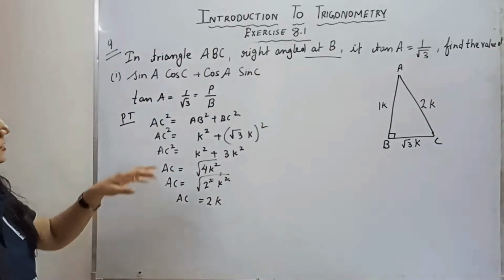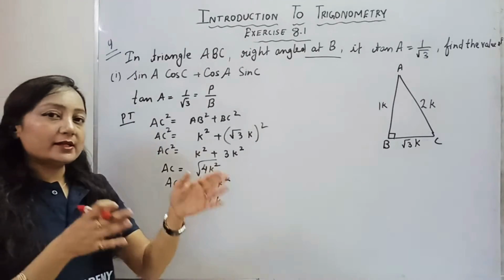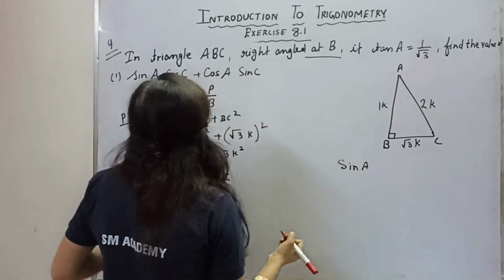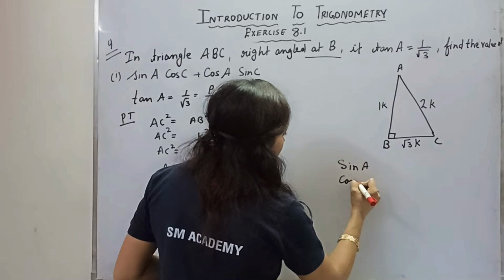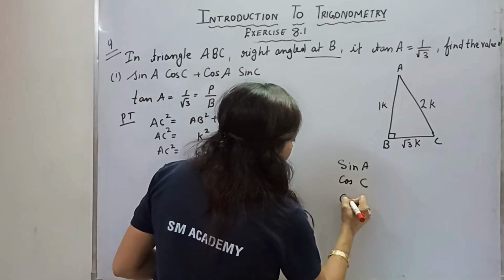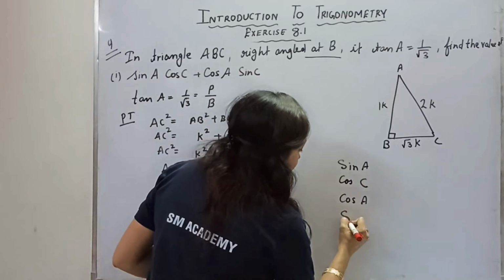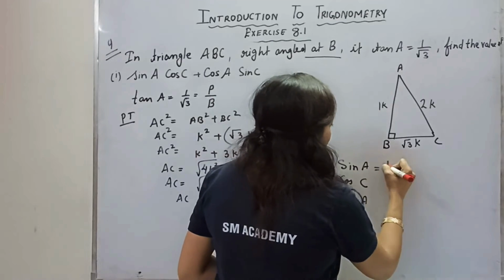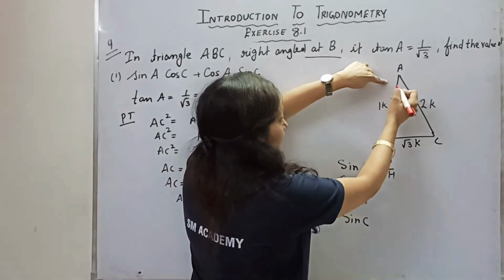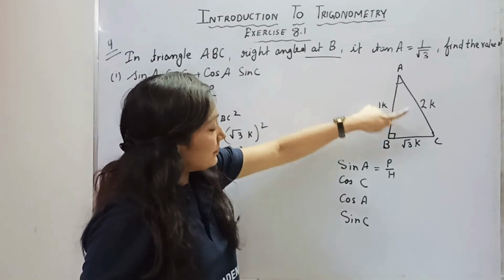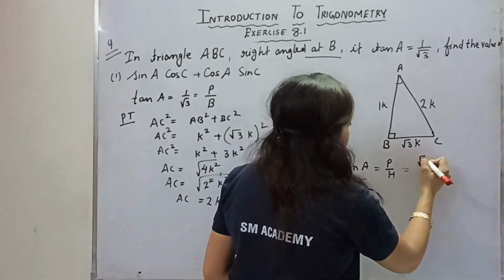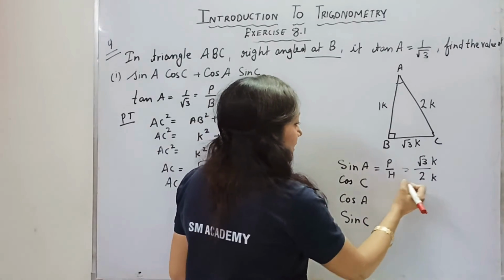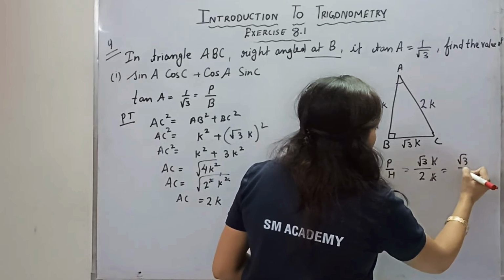Okay? So which values of trigonometric ratios do we require? We need sin A, cos C, cos A and sin C. Sin A is the value of P upon H, which is A angle. This is A angle, so its perpendicular is this. So it means it is root 3, H is 2. Fine. So K cancels, it's root 3 upon 2.